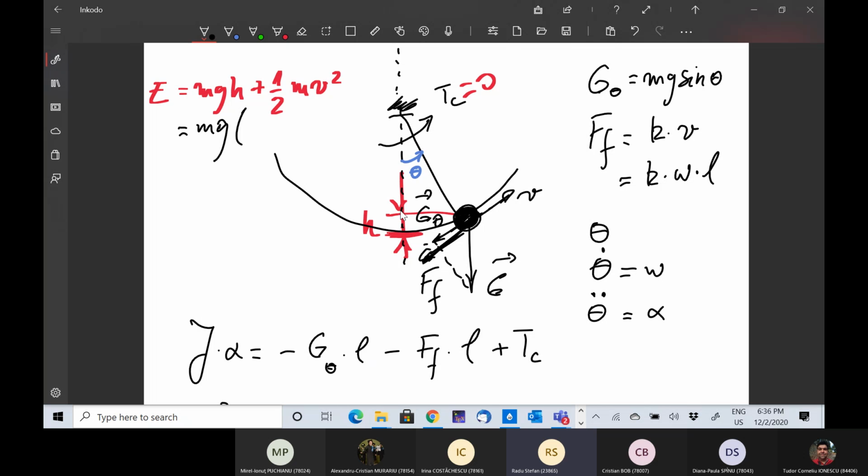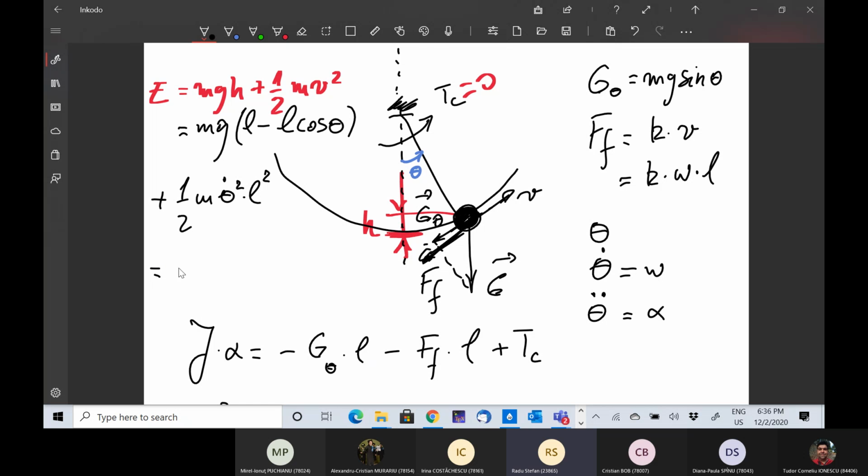If you look at H, what is H? H is the difference between L, the entire length, and this segment, right? What is this segment? This segment is just L cosine theta. So I have here L minus L cosine theta plus 1/2 m V, we have defined it already. V is L theta dot squared, and we get L squared.